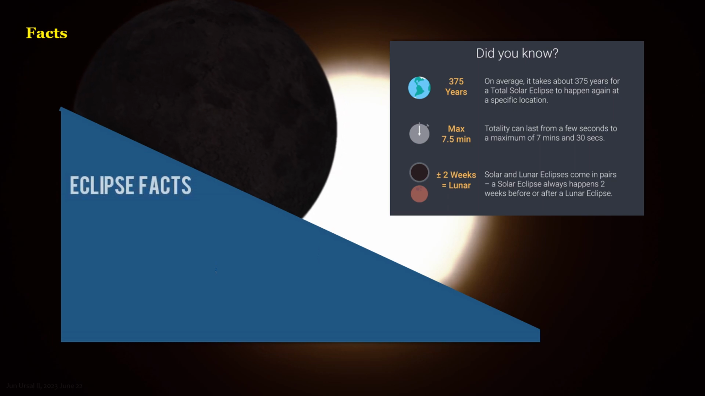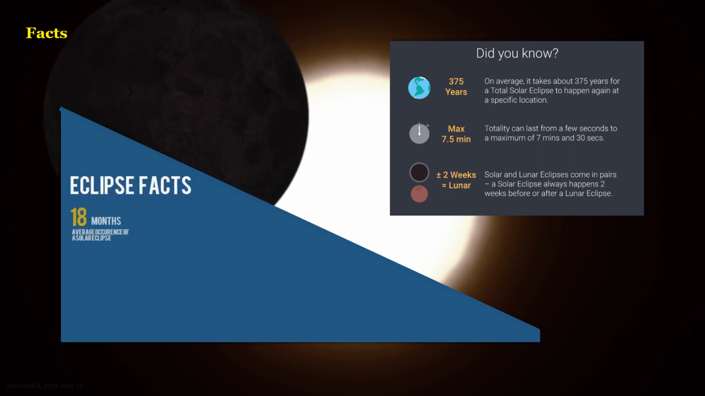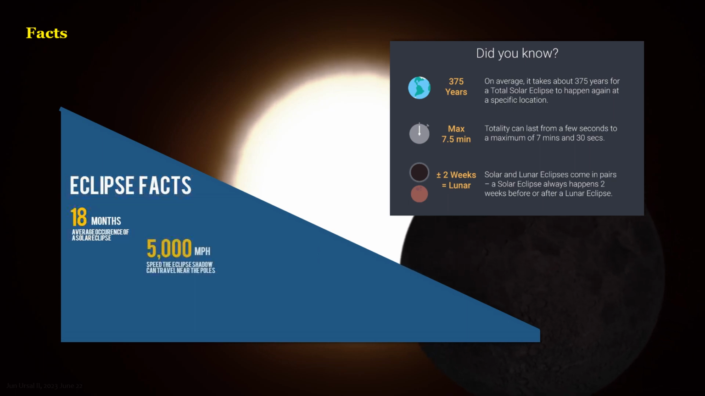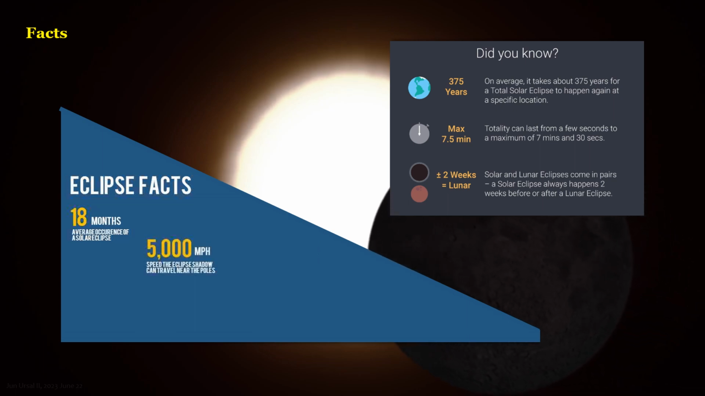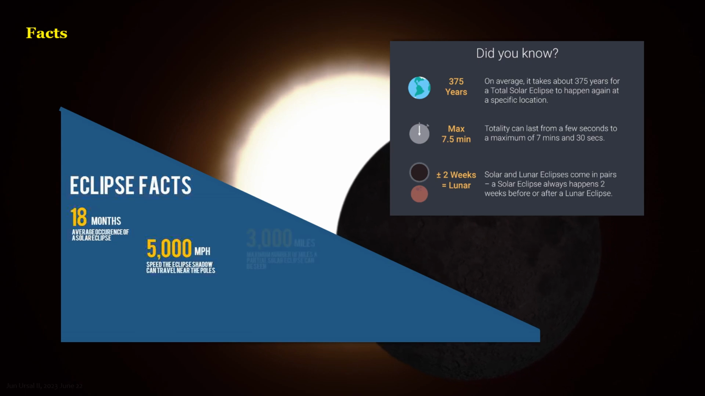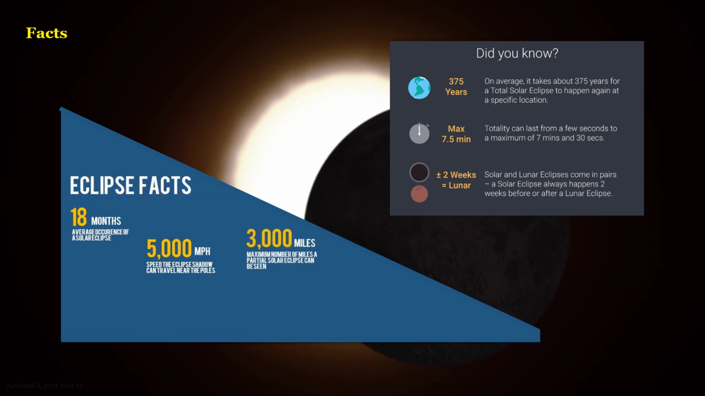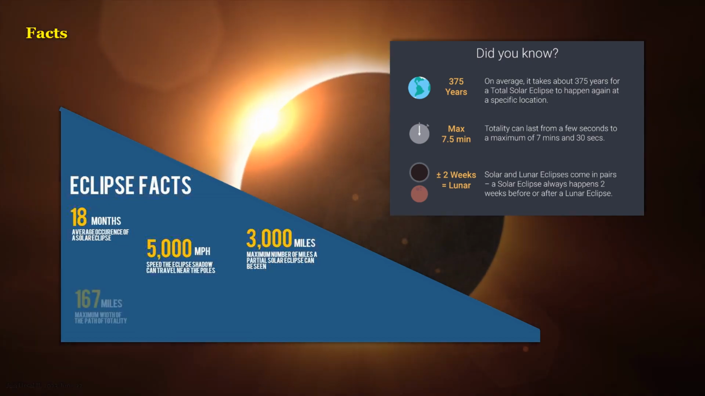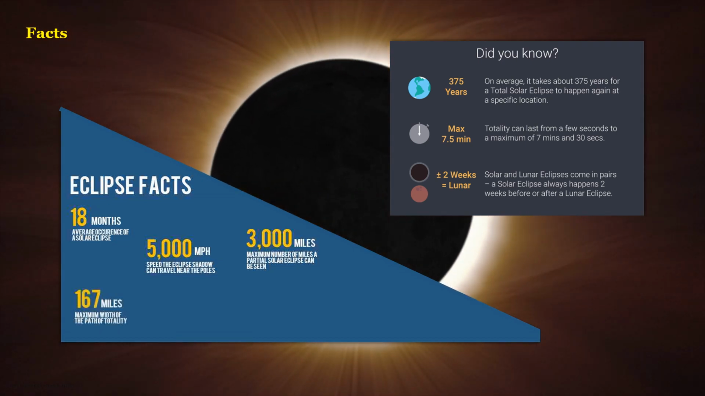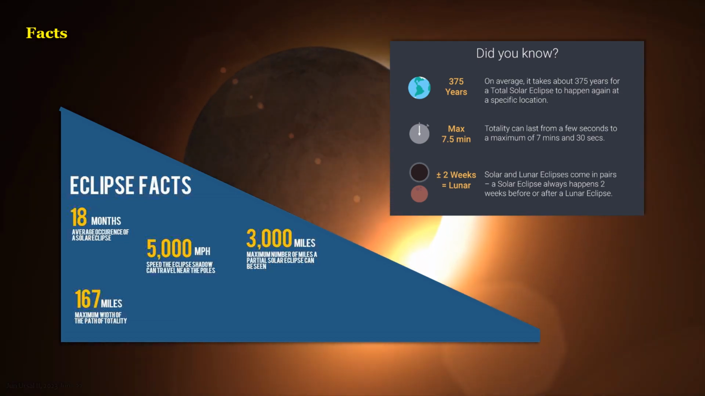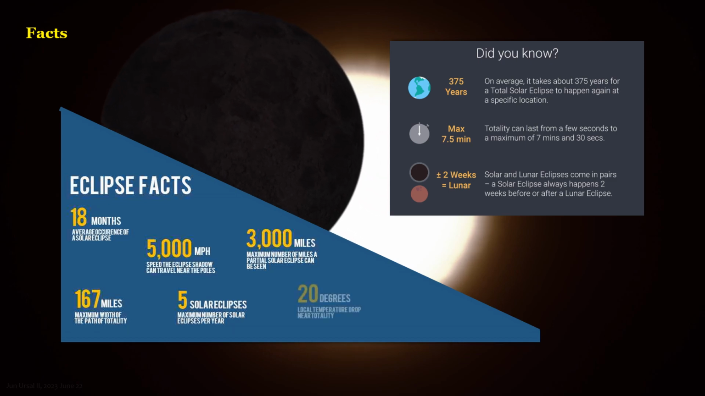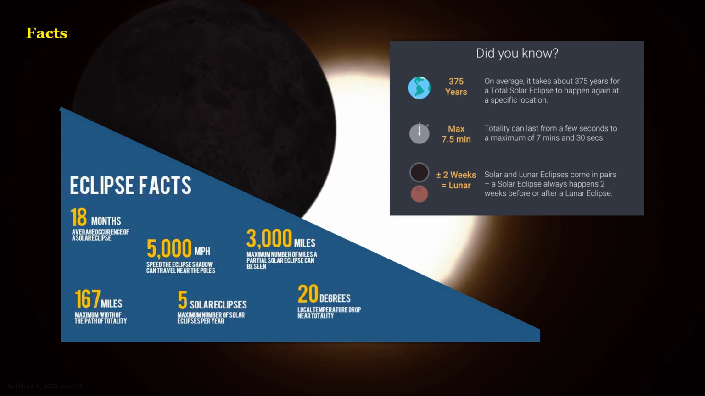Eclipse facts: 18 months, average occurrence of a solar eclipse. 5,000 miles per hour, speed the eclipse shadow can travel near the poles. 3,000 miles, maximum distance from which a partial solar eclipse can be seen. 167 miles, maximum width of the path of totality. 5 solar eclipses, maximum number of solar eclipses per year. 20 degrees, local temperature drop near totality.